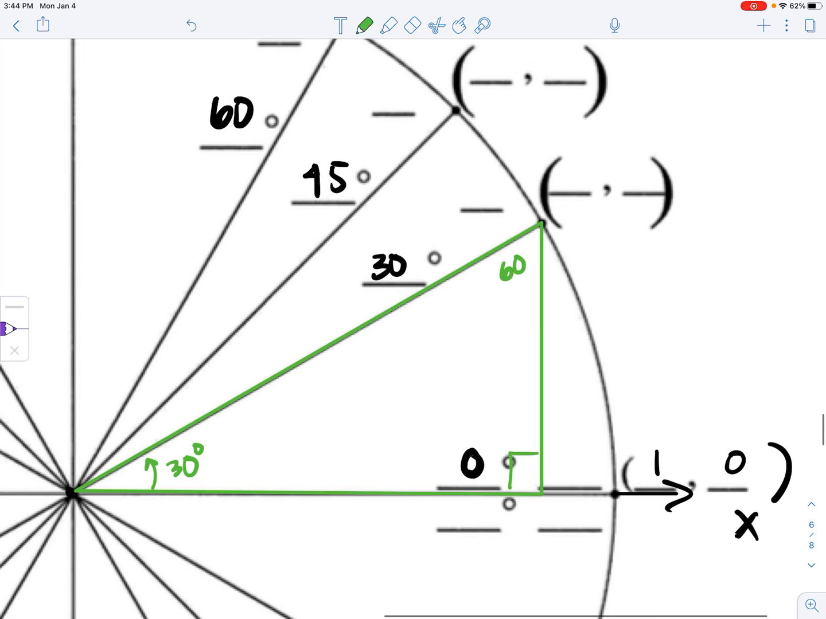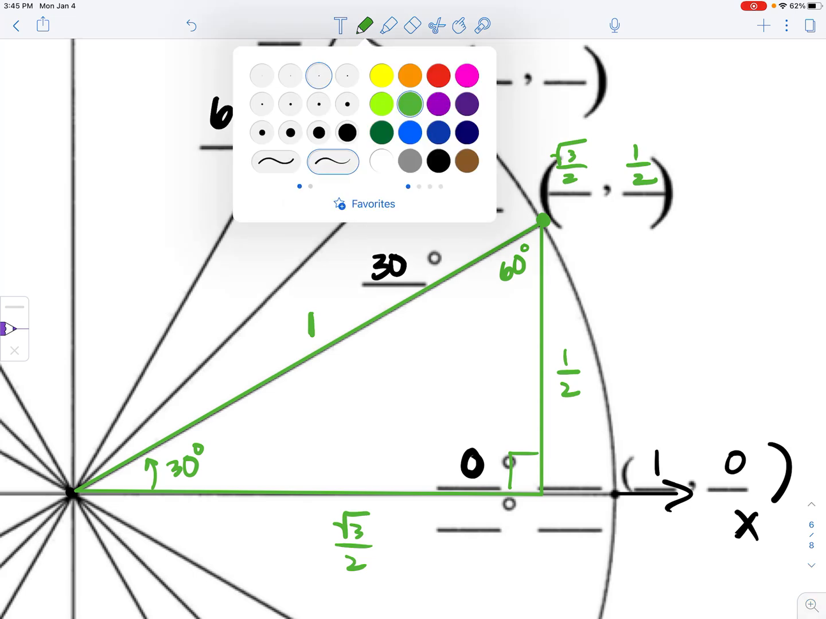So let's go fill that in on the unit circle. Right, so our hypotenuse is 1. The side opposite 30 degrees would be 1/2. The side opposite 60 degrees would be √3/2. So this point that lies on the unit circle would be equal to (√3/2, 1/2). Right, that point that lies on the unit circle.